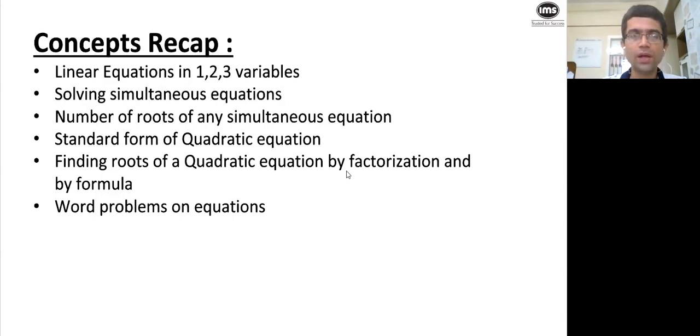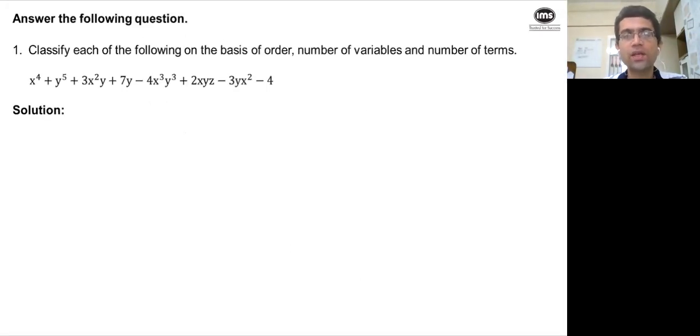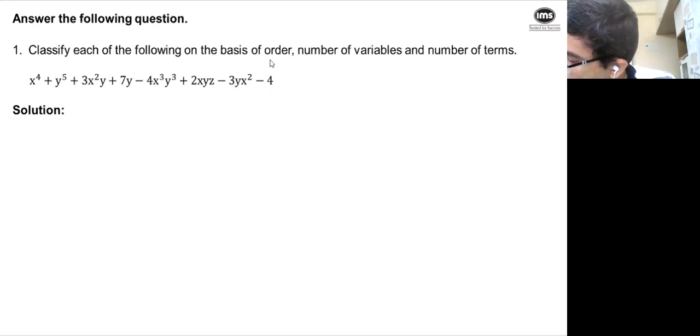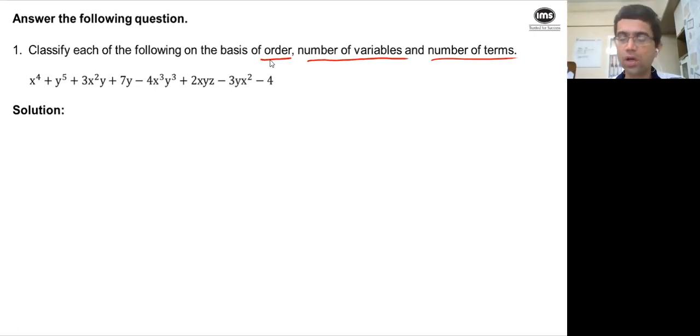Okay, let's start. Classify each of the following on the basis of order, number of variables, and number of terms. Okay, so what do we need? We need order. So we need to find the order of the equation, the number of variables, and number of terms. Now, what is order? You look at every term, find out the sum of indices of each variable.